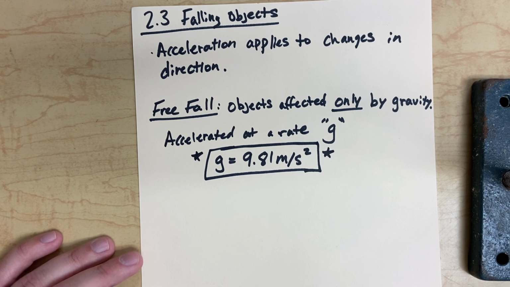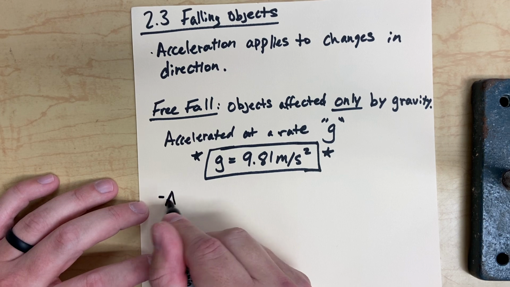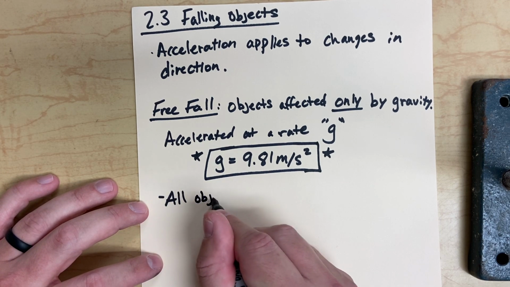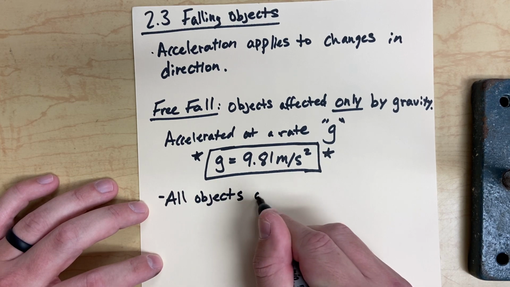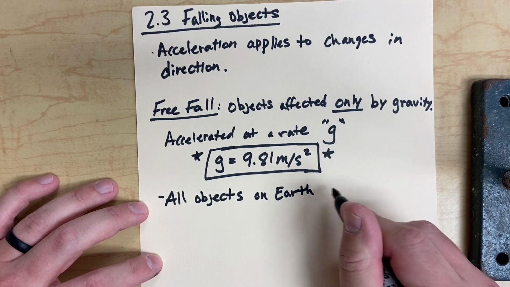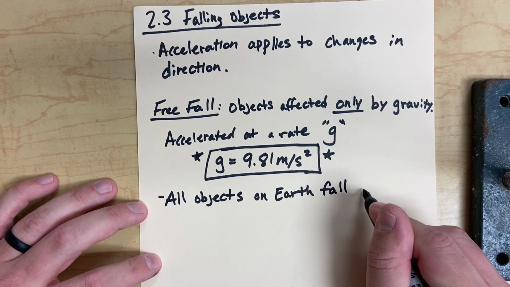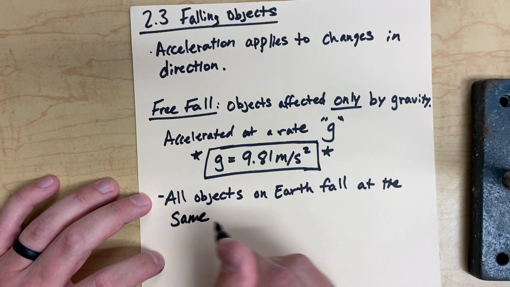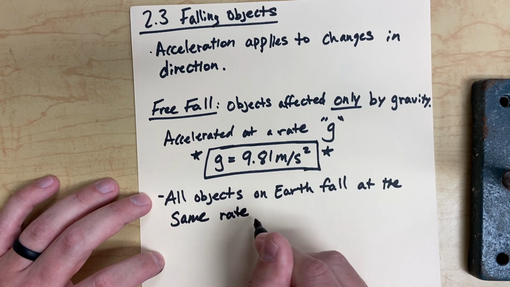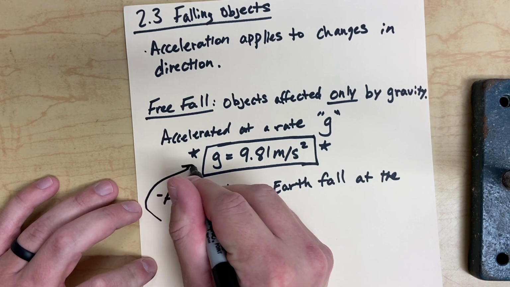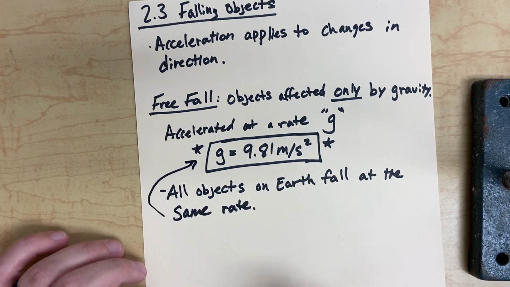All right, so all objects, doesn't matter what it is, on Earth fall at the same rate. Okay, all objects on Earth fall at the same rate. And what is that rate? That rate is here, right here, 9.81 meters per second squared.